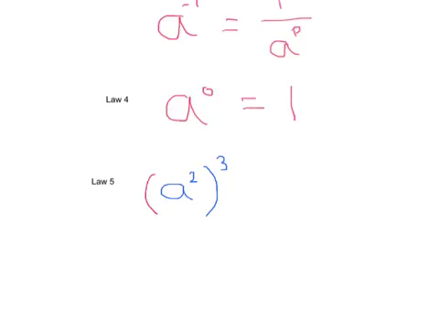Well, what that means is this 3 says that I've got to do whatever's in that bracket multiplied by itself 3 times. So what I've effectively got is a squared times a squared times a squared, which we can remember, if we recall from our first law.